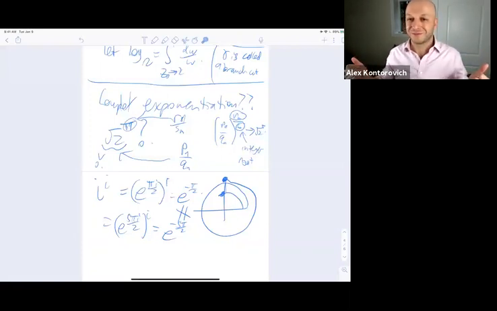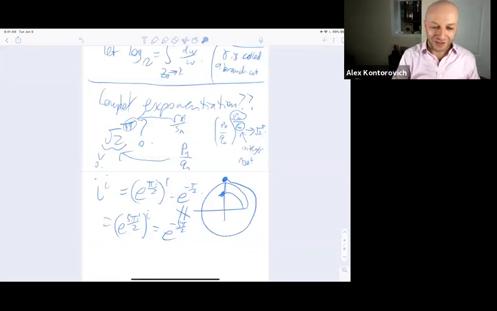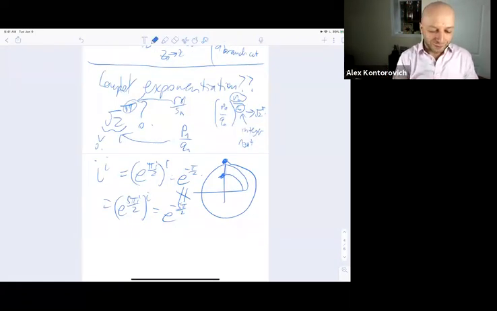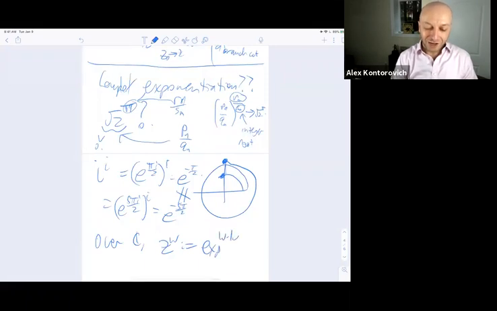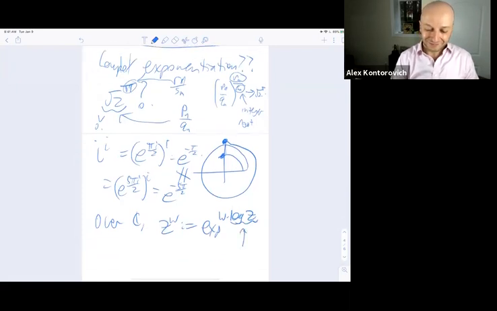So what's the problem? Which one's right? You have to choose a branch for your log. It depends on which branch you choose. You choose the branch, you decide what i to the i means. Okay? So what's really happening over C, z to the w means, by definition, the exponential of w times log z, and you have to tell me which branch. You give the branch. Otherwise it has no meaning.